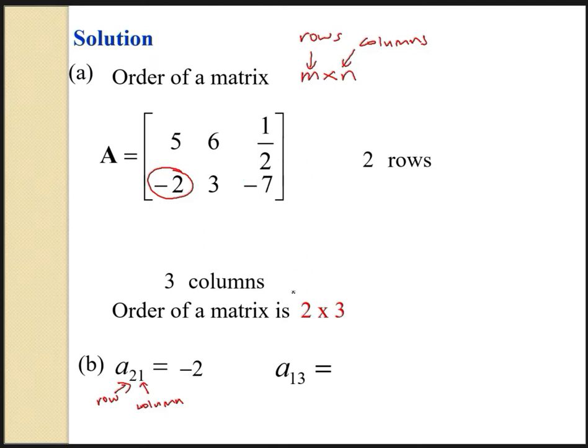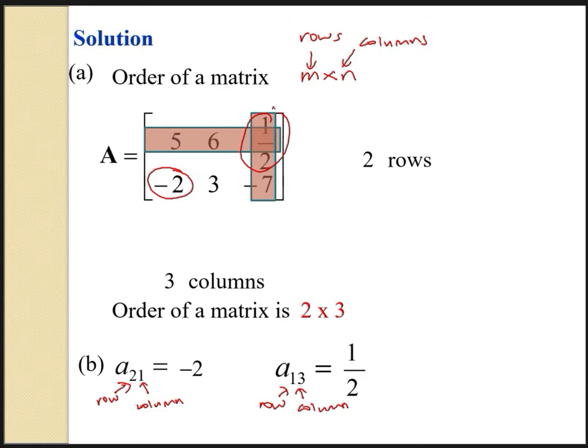What about the element 1, 3? It means that it is situated at the first row and the third column. Let's highlight the first row and then highlight the third column. The element intersecting both rows and column is element 1/2. So that is our A13 element.